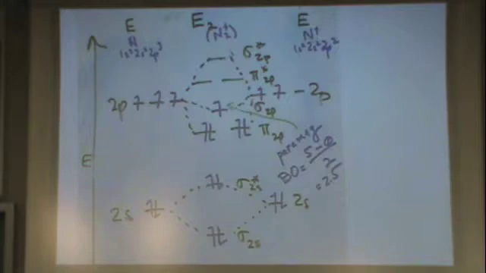Homonuclear on the final means both atoms are identical. Both nitrogen in this case. And it will be a diatomic, that's correct, yes.